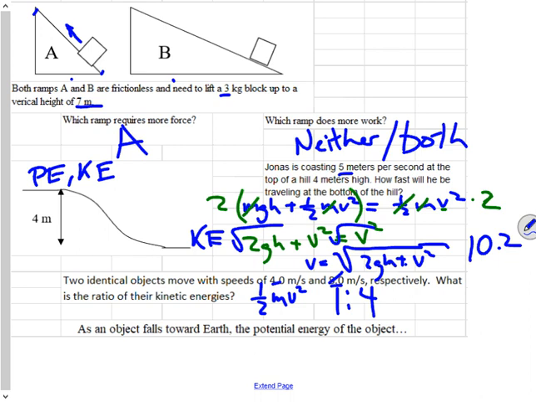All right, we have another question here about an object falling towards the Earth. Remember that potential energy would decrease as the kinetic energy increases.